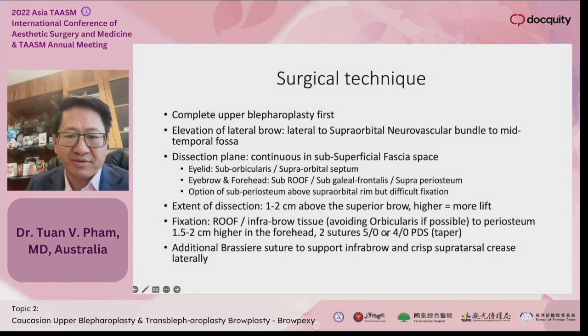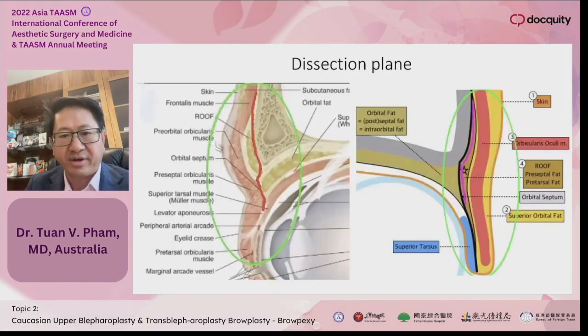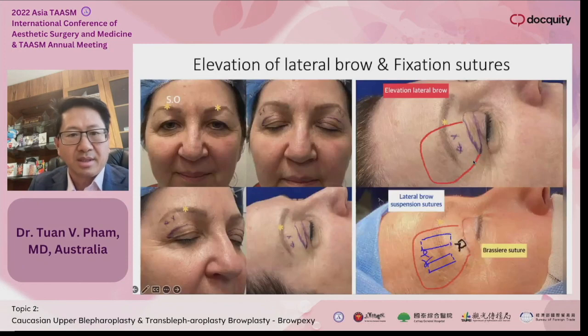And I normally just use a 5-0 PDS. Taper is really best for 5-0, and then 2 sutures laterally, and additionally the brassiere suture to give it even more effect. So this is the plane we talked about, the supraorbital. So this plane here, the supraseptal, is above this plane. In her, the supraorbital nerve you can mark out, and then I just mark a couple of places where the sutures are, and then that's it. Do the bleph first and then do that part.